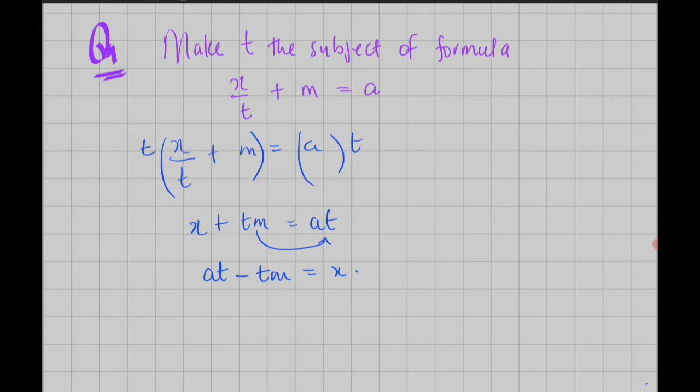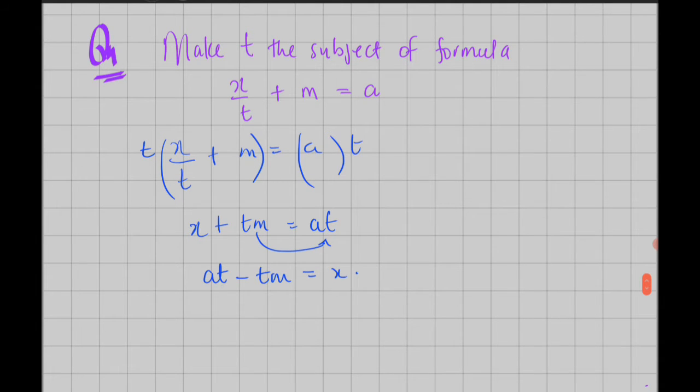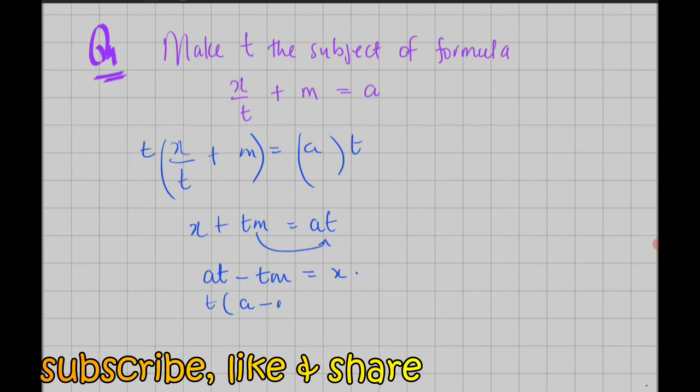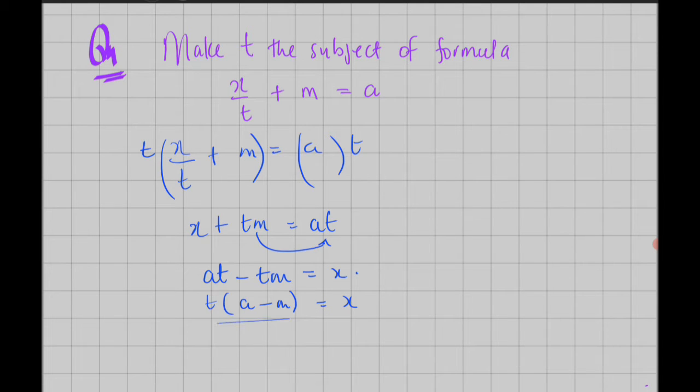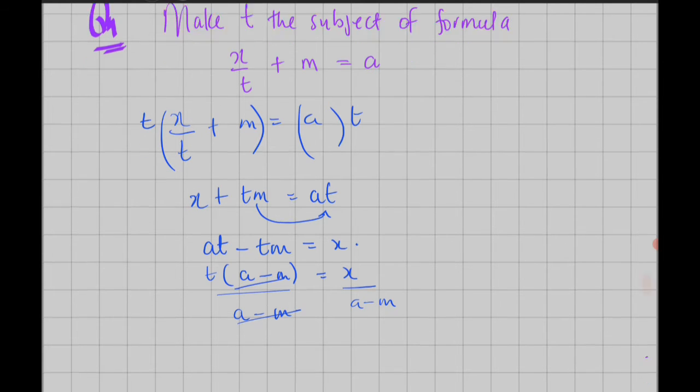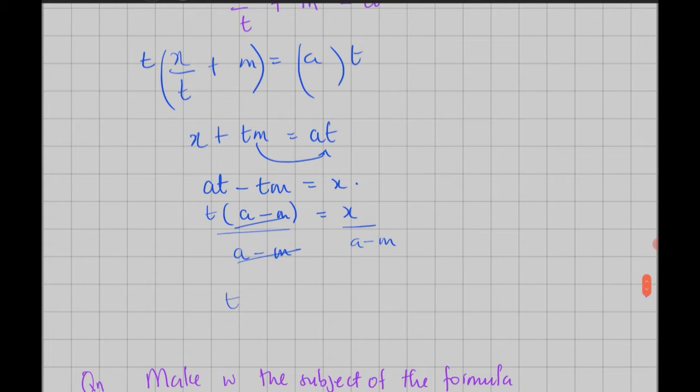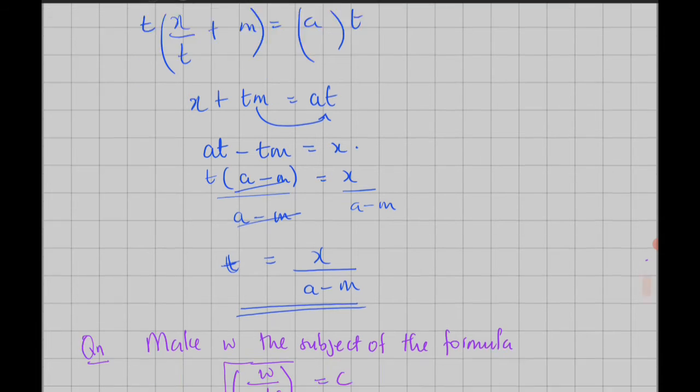So if you factorize here, factor out t: t into at, you get a, and t into tm, you get negative m, is equal to x. If you want to remain with t on this side, then divide by a minus m on both sides. These cancel each other, and we are left with t is equal to x over a minus m. So this is how we change this equation and make t our subject of the formula.